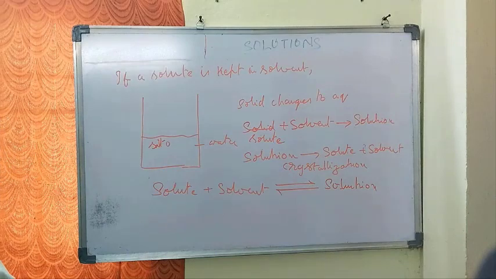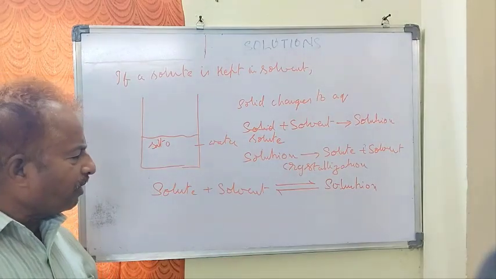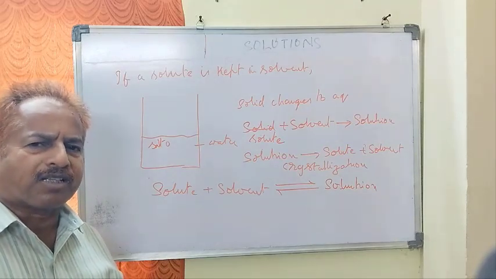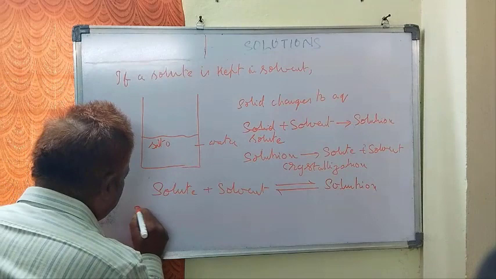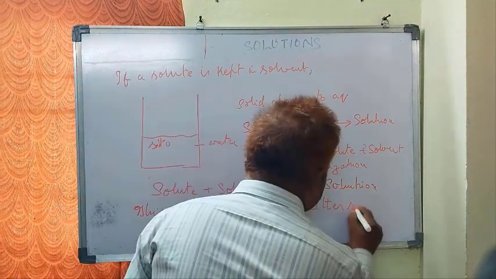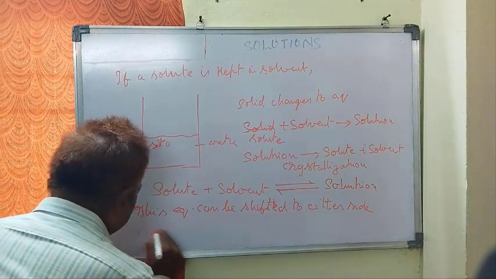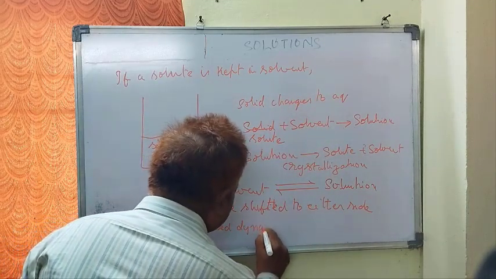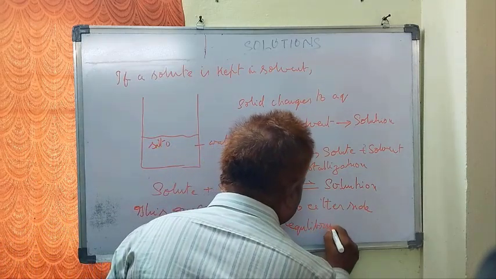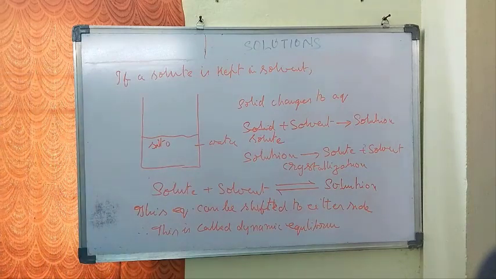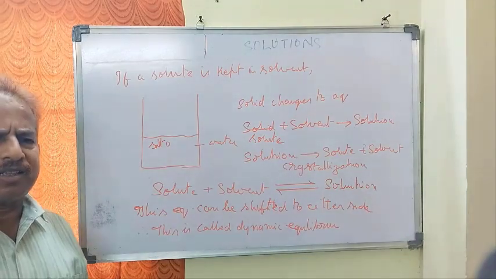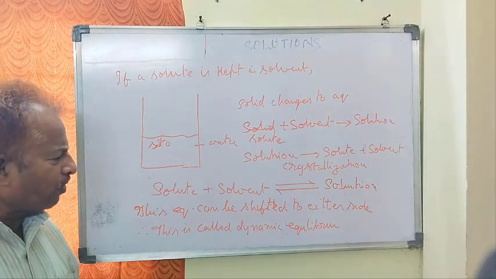Therefore such an equilibrium is referred to as a dynamic equilibrium. That is, this equilibrium can be shifted to either the right side or the left side. Therefore this is called dynamic equilibrium. So when equilibrium is reached, the fixed amount of solvent contains the maximum amount of solute.